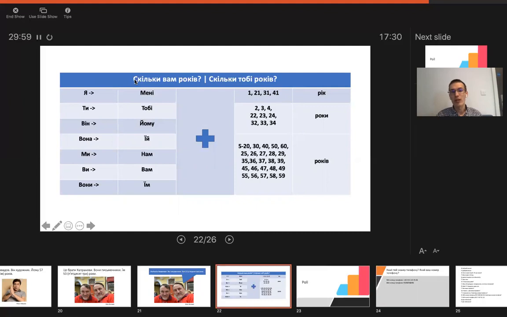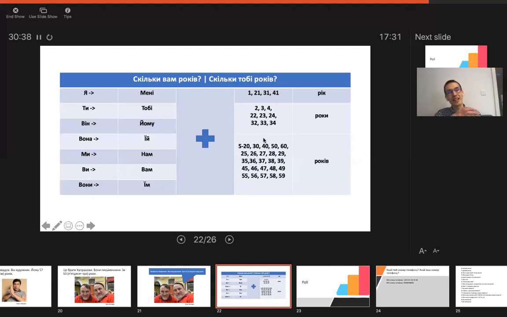Okay, so how old are you? And then you have pronouns. Я, I, ти, you singular, він, he, вона, she, ми, we, ви, you, plural, вони, they. And so the way about speaking about your age, or someone's age is, yeah, мені, I am this amount of years old. Ти, тобі, він, йому, вона, їй, ми, нам, ви, вам, вони, їм.